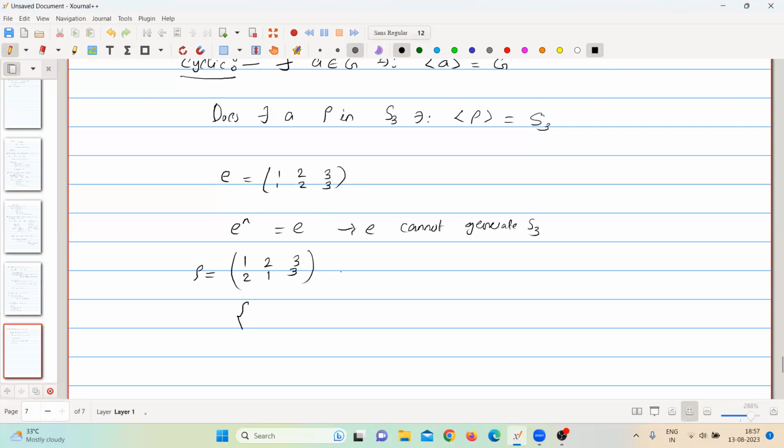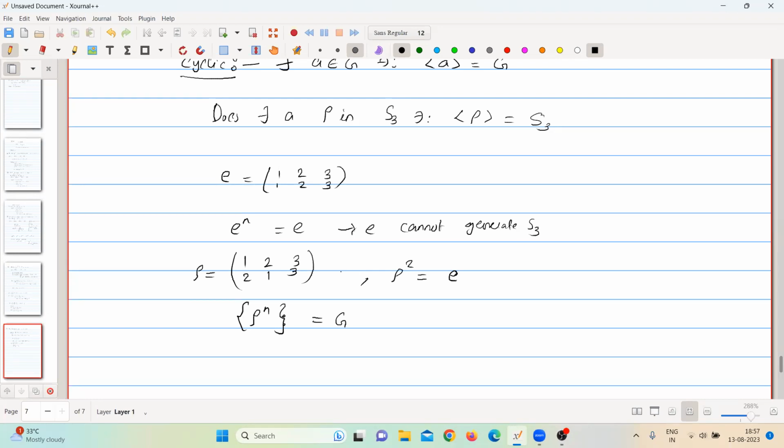That means if I am taking all rho power n, suppose the set of all rho power n should be equal to G. Is this true? What is rho square? We have already proved it. The order of rho is 2, right? So what is rho square? Identity element. 1, 2, 3, 1, 2, 3.